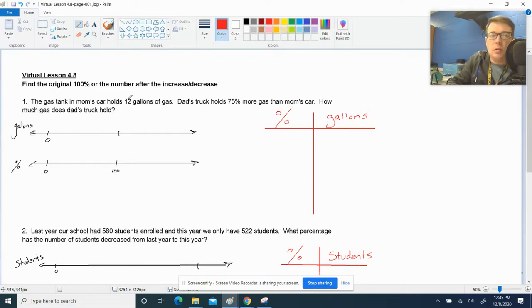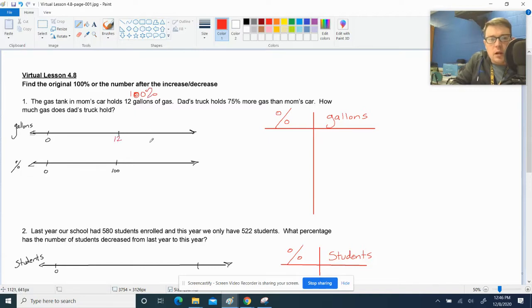The gas tank in mom's car holds 12 gallons of gas. Dad's truck holds 75% more gas than mom's car. So how much gas does dad's truck hold? Well, the first thing you have to be able to do in these problems is figure out what your 100% number is, okay? Your 100% number is the original, or the one that you're comparing to originally from the beginning. So in this case, mom's car gallons of gas is the original number because we're comparing dad's truck to that, the original one. So 100% in this problem is 12 gallons of gas, all right? That's the full amount of gas that her tank will hold.